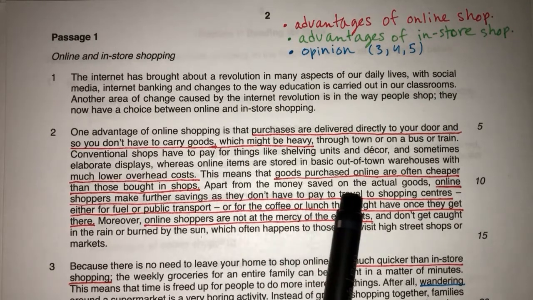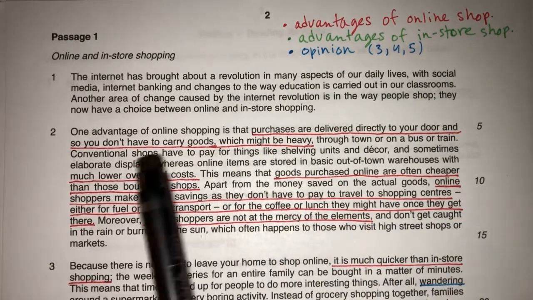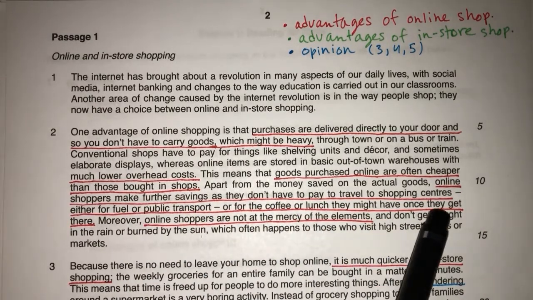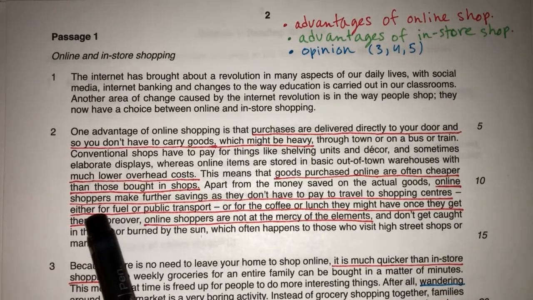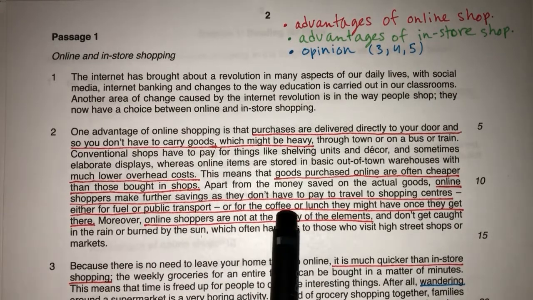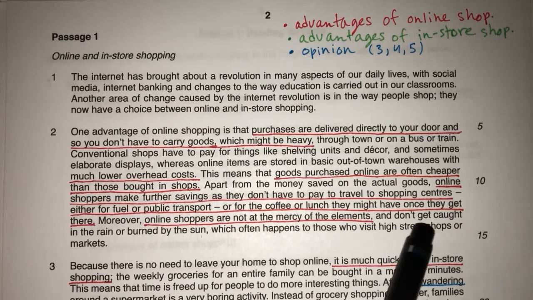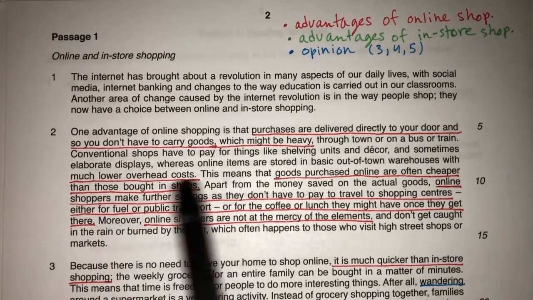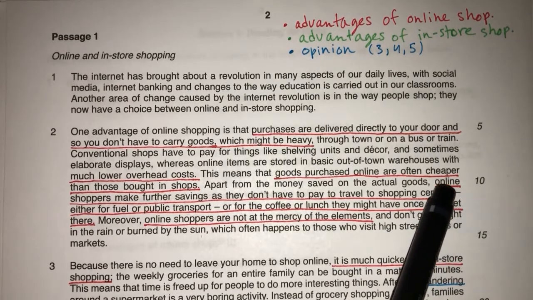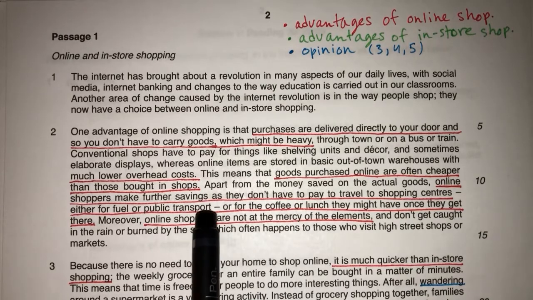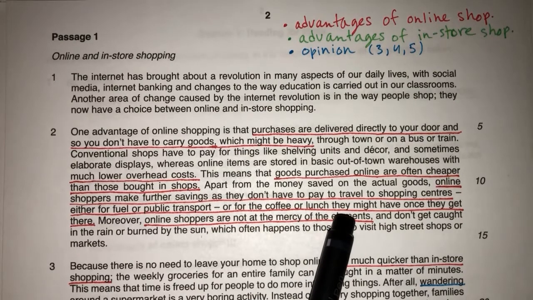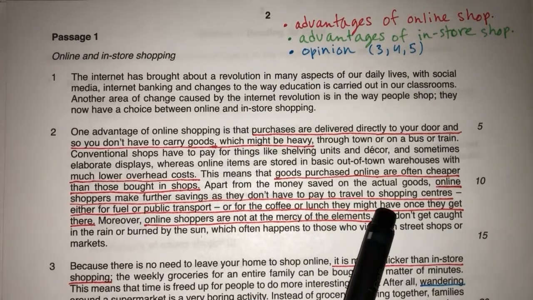Apart from the money saved on the actual goods, online shoppers make further savings as they don't have to pay to travel to shopping centers, either for fuel or public transport, or for the coffee or lunch they might have once they get there. Okay, so here 2 seconds ago I mentioned short and precise, but here I highlighted a very long statement, which could be broken down into much smaller facts.